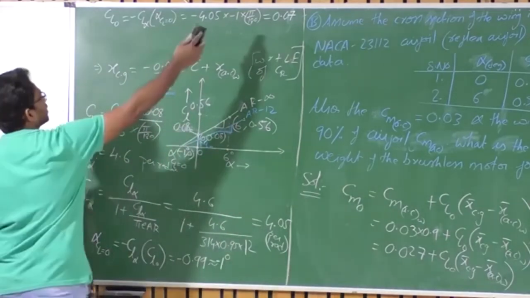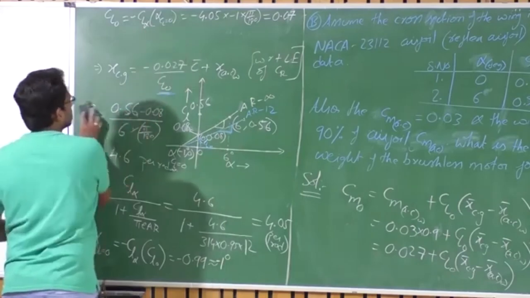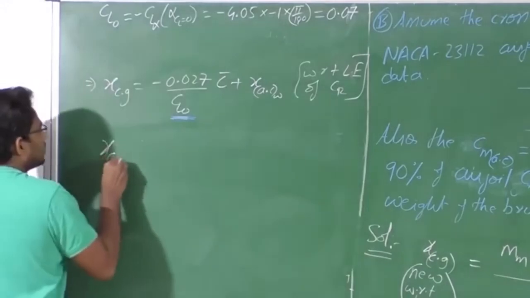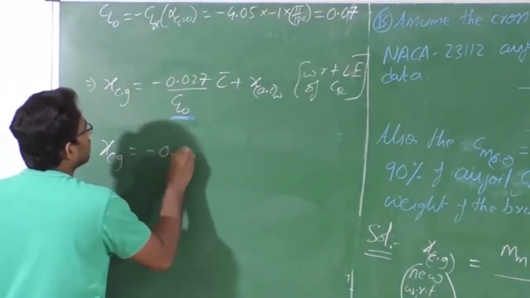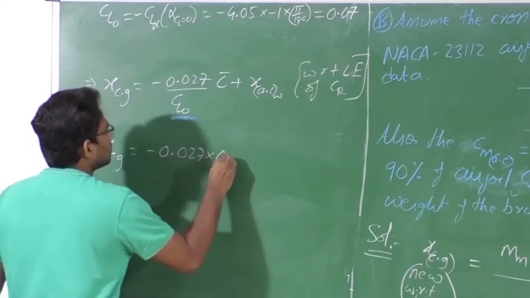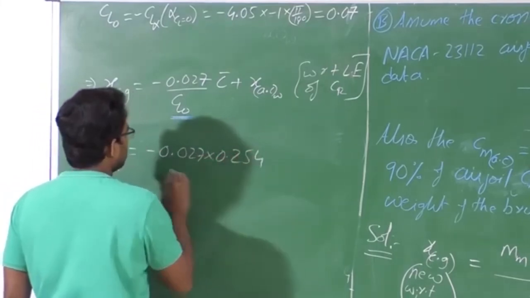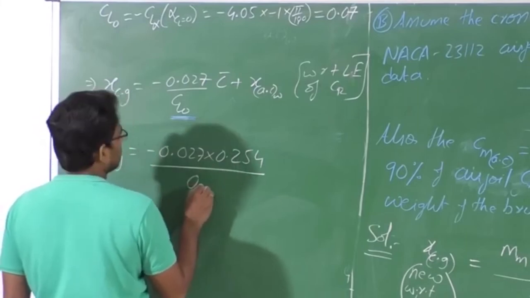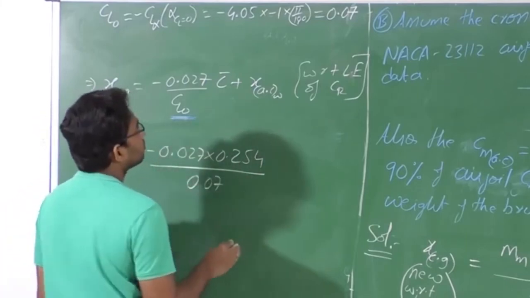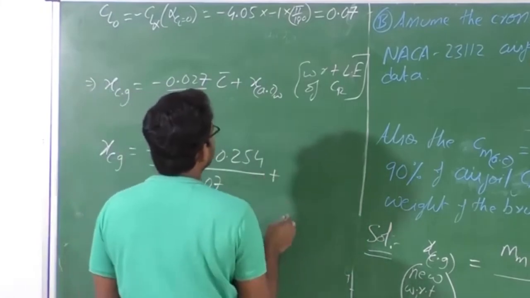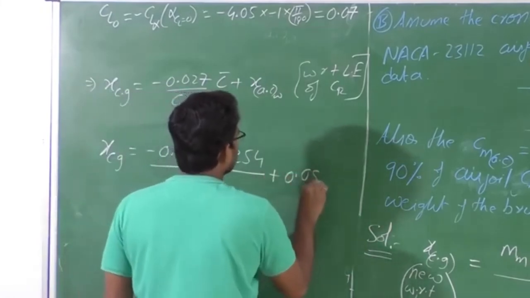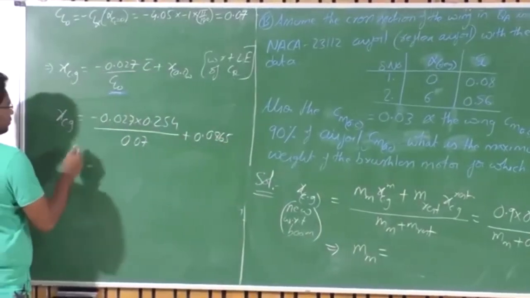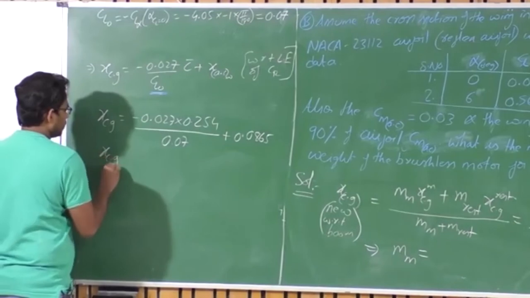Right? So if I substitute that CL0 in this particular equation, the XCG is equal to minus 0.027 times 0.254 upon CL0, which is 0.07, plus XAC of the wing, which is 0.0865.